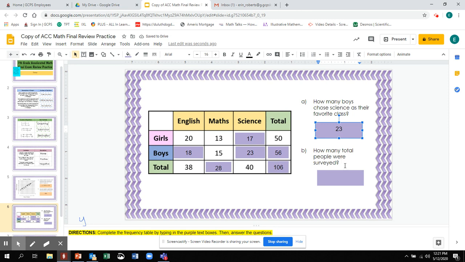Next, how many total people were surveyed? If I go to my total and total, I know there were 50 girls and 56 boys, so that means there was a total of 106 people surveyed.